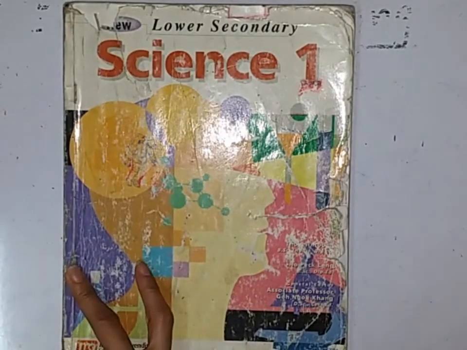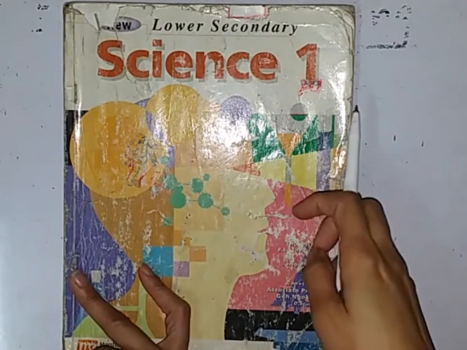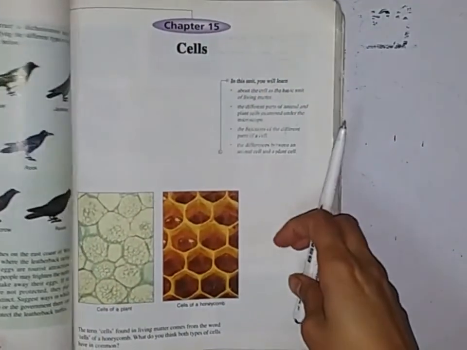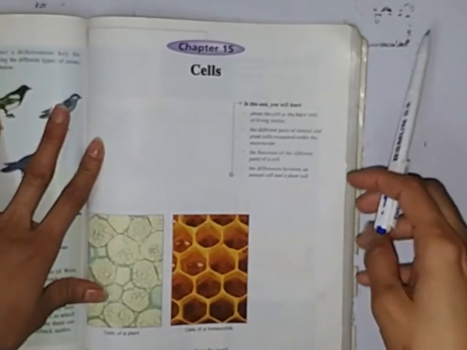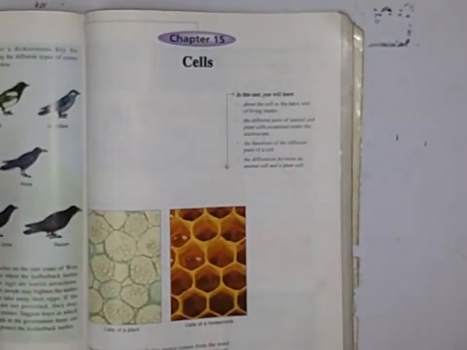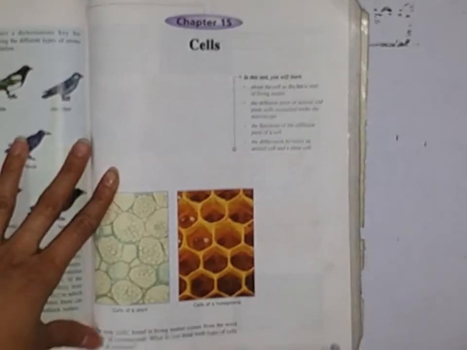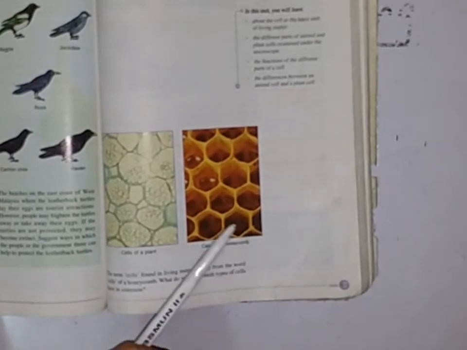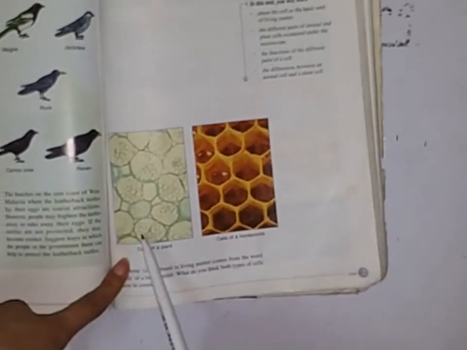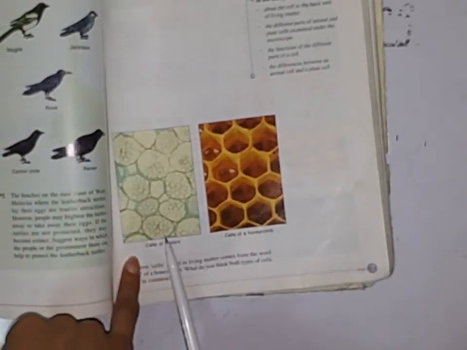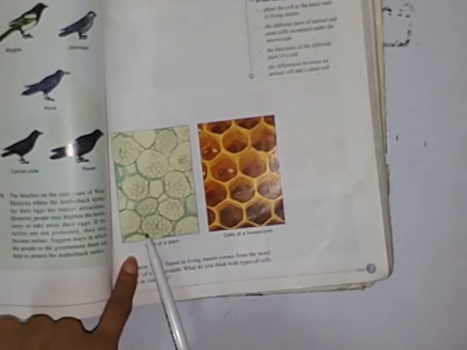6th class, now open your books, that is Lower Secondary Science 1. We have started our chapter, that is chapter number 15, cell. Page number 171. Student, here the diagram of a cell of a plant and cell of a honeycomb has been shown to represent the structure of the cell. Here the structure of cell is just like a box, which is explained by Robert Hooke. Next page.